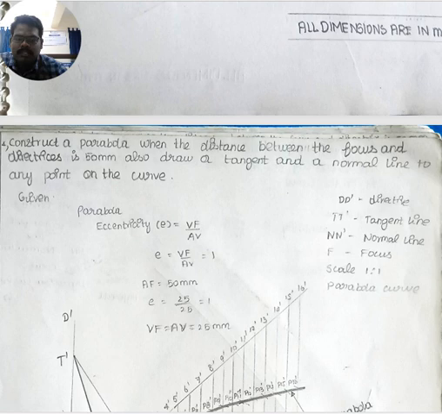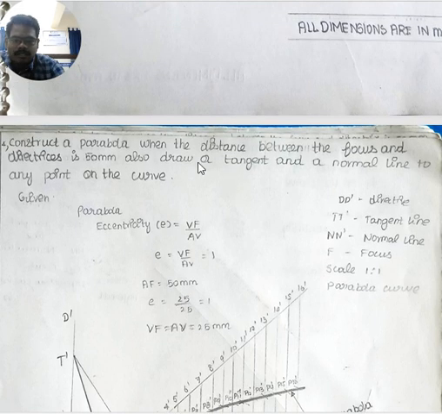Construct a parabola when the distance between the focus and directrix is 50 mm. Also draw a tangent and a normal line to any point on the curve. So this is the question. In the question itself, they have mentioned the type of curve we have to draw. So here the parabola curve we have to draw.